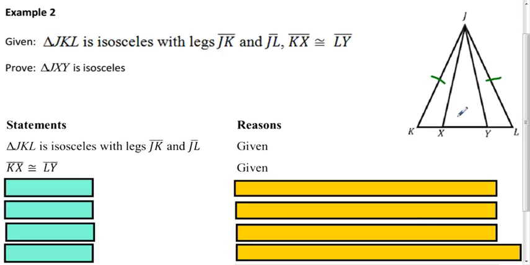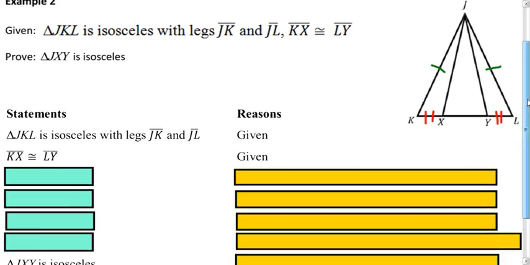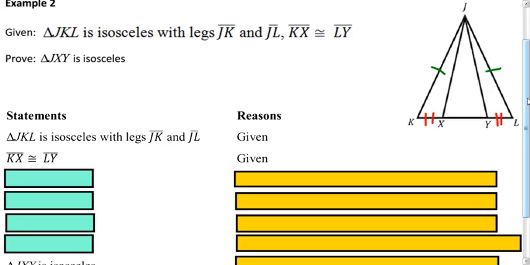They give us that. They tell us that KX right here is congruent to LY. And we want to prove that this inside triangle, JXY, is isosceles. So what do we need to show in order to prove that it's isosceles? It has to have at least two congruent sides.